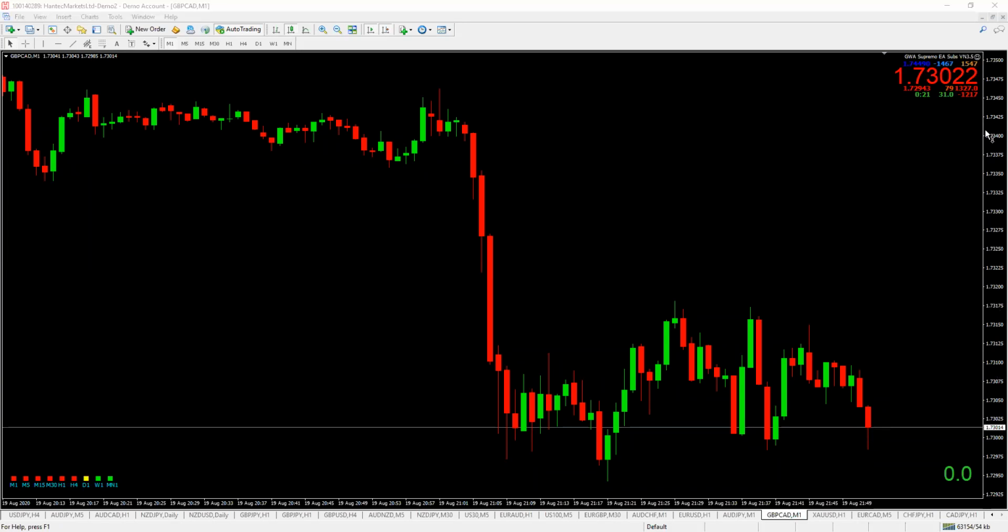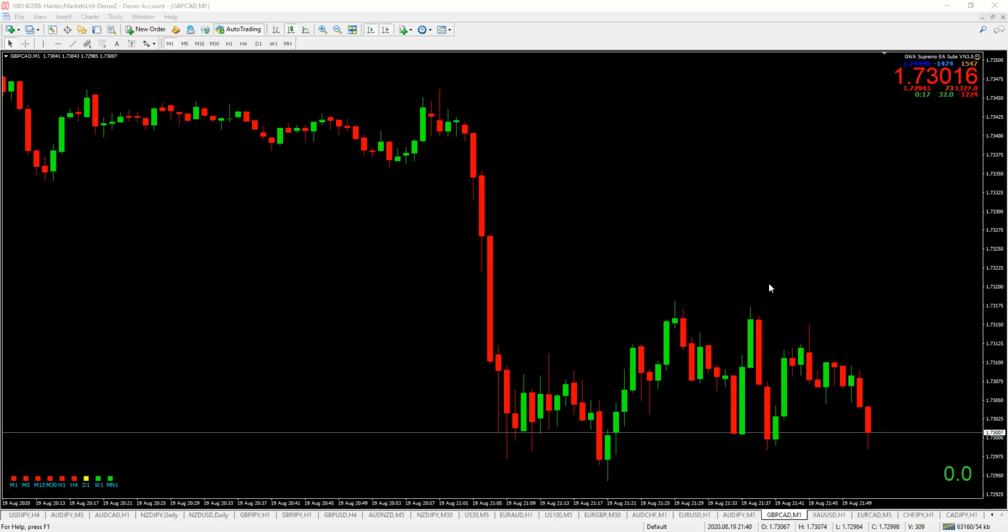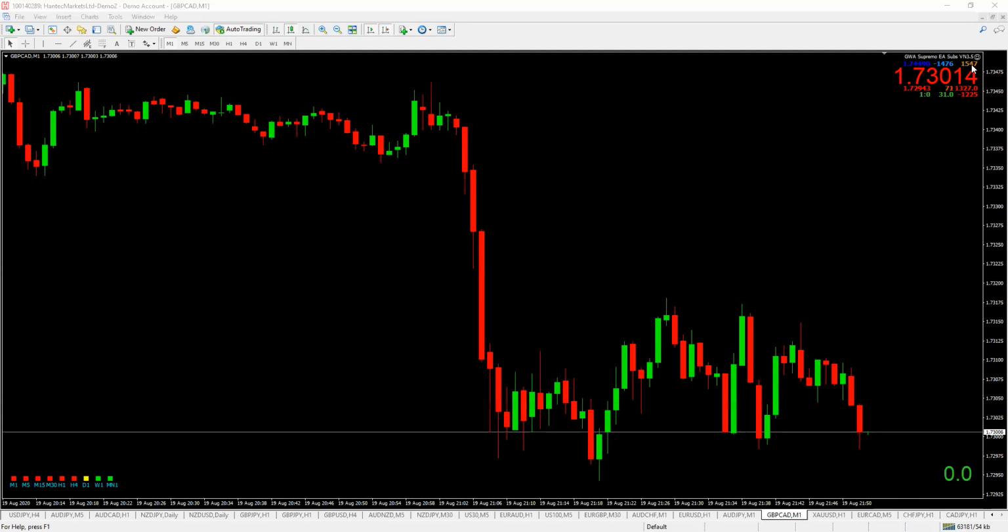So what that does is that it has a number of entry strategies there. It does manage the trade. It enters the trade for you. It manages it and closes it for you. Now, I already have it installed here. You can see the top right-hand corner. It says GWA Supremo EA subs, and so on.